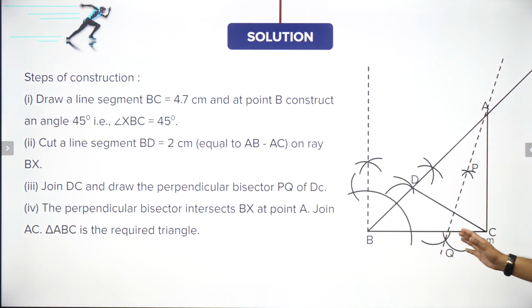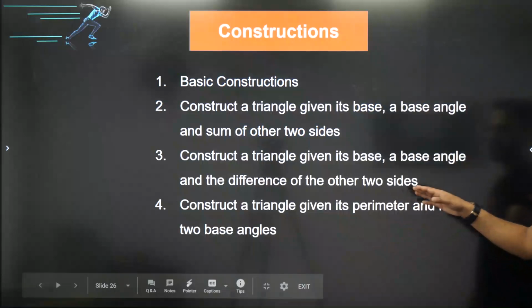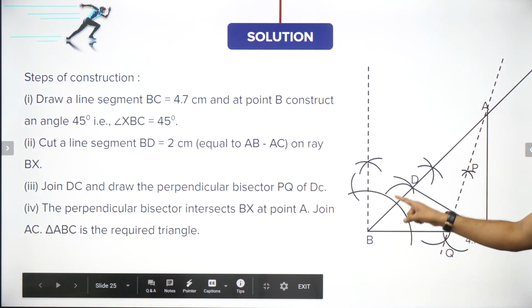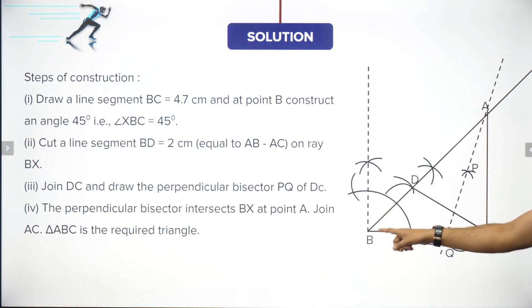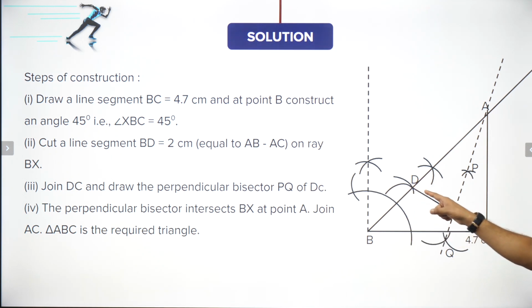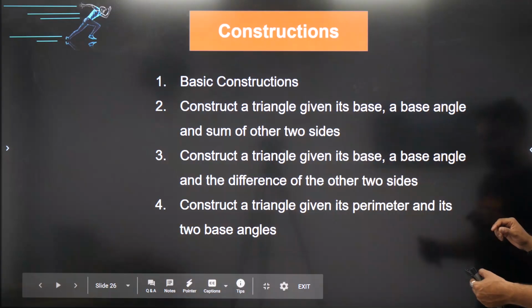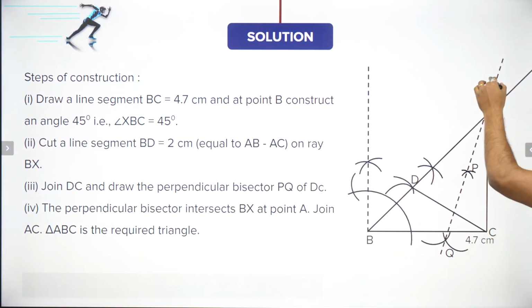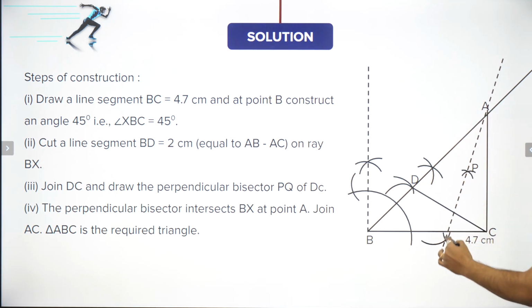You can see here, I'll show it very clearly. This is the angle of 45 degree we have drawn. Then what we have done, we have made a cut of 2 centimeter. Join this with C, and then wherever we have got this perpendicular bisector. Okay, so we have drawn this perpendicular bisector, this QP.